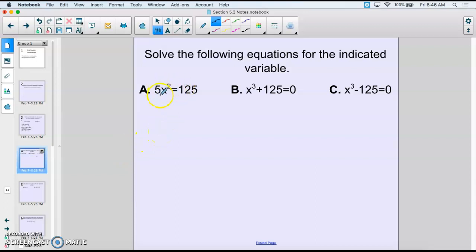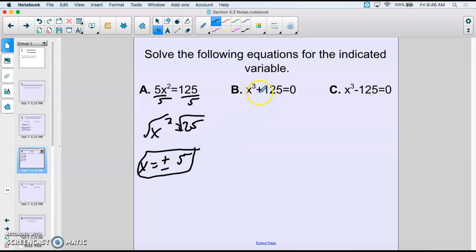Now here, I don't really need to factor. I don't need to use the quadratic formula. I can just use order of operations because there's only two pieces, and so I can divide by 5. I get x squared equals 25. And then you undo a square by square rooting. When you square root, it's very important that you have your plus or minus, and then the square root of 25 is 5.